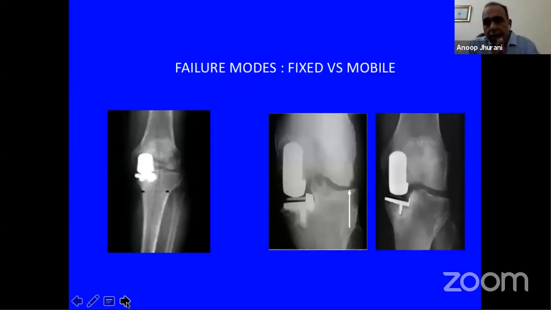Now, what are the failure modes? In mobile bearing, the failure mode is usually progression of the disease on the lateral side, because you tend to make it a little tight as the bearing has a concave curved surface, so the disease progresses on the lateral side. While in fixed bearing, it's usually progression in varus and failure of the tibial component, especially the tibial pin. If it causes a stress fracture, that is also a mode of failure.